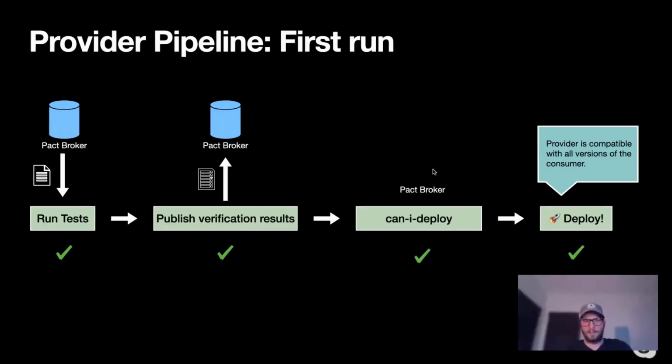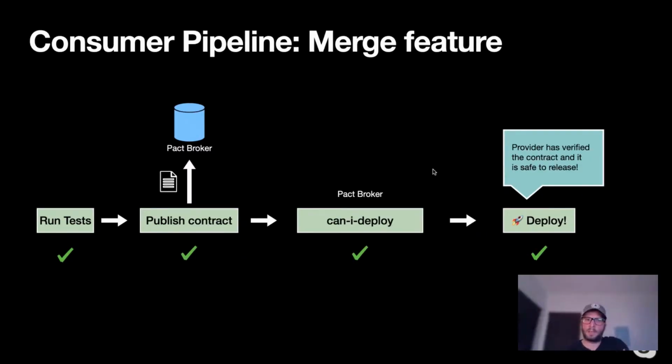On the provider side, a webhook might be set up that would notify the provider to run tests with the new contract. Tests are run, the verification results are published back to the PACT broker, and in this case nothing breaks. Fantastic. We can go and deploy the provider, and through a PACT broker, we can notify the consumer that it has been verified and we can deploy it.